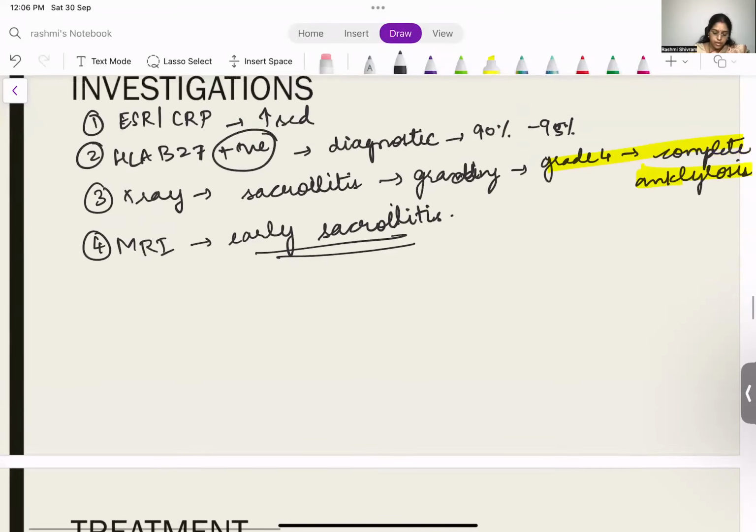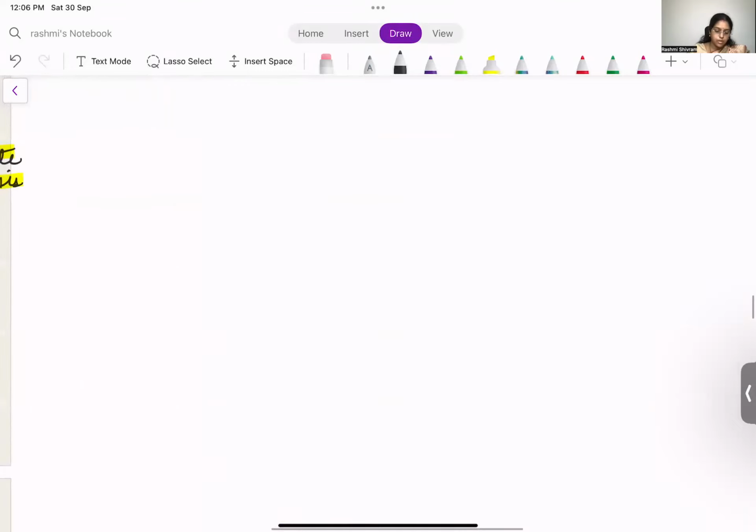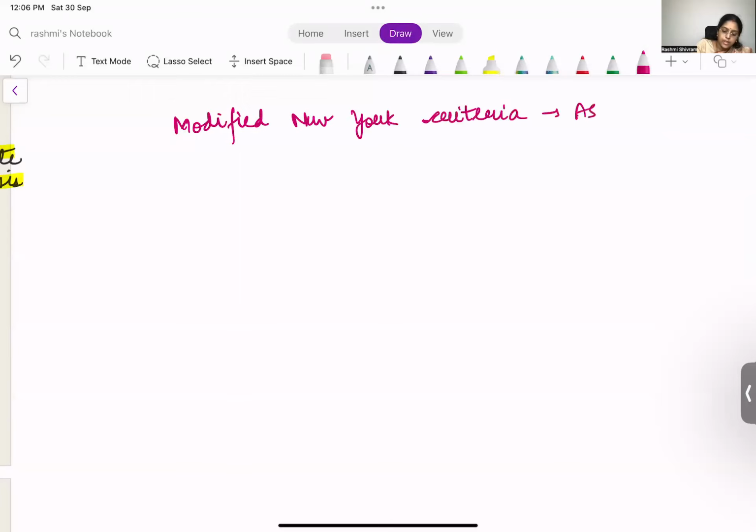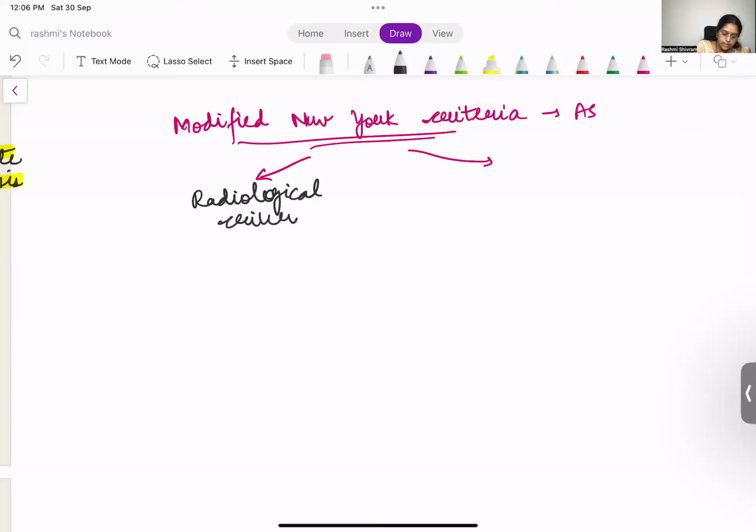There is some criteria which you must remember. This is called the modified New York criteria for diagnosing ankylosing spondylitis. Among this, you have two things: one is the radiological criteria, and the other is the clinical criteria.